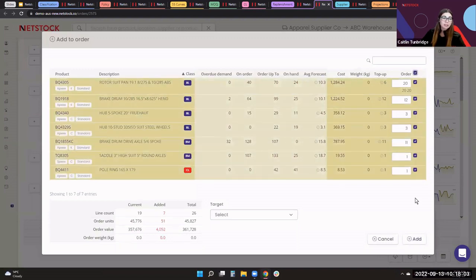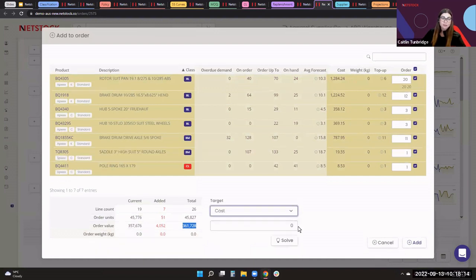So you could simply select the list, add all the items, and you'll see what our order value will now increase to once we top all those products back up to the maximum. You could also have a cost target that you'd like to meet for that vendor in terms of spend. So you could input that cost, hit solve, and then Netstock will automatically add the next best items to help you meet that cost constraint based upon how the items will be selling into the future. So there are a few different ways that you can interact with the products.